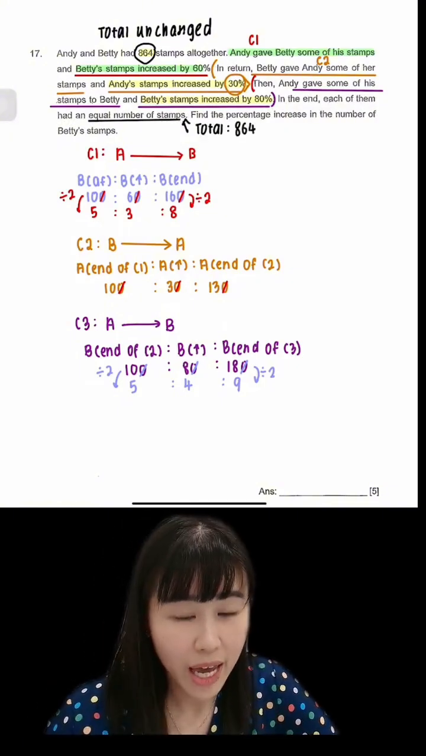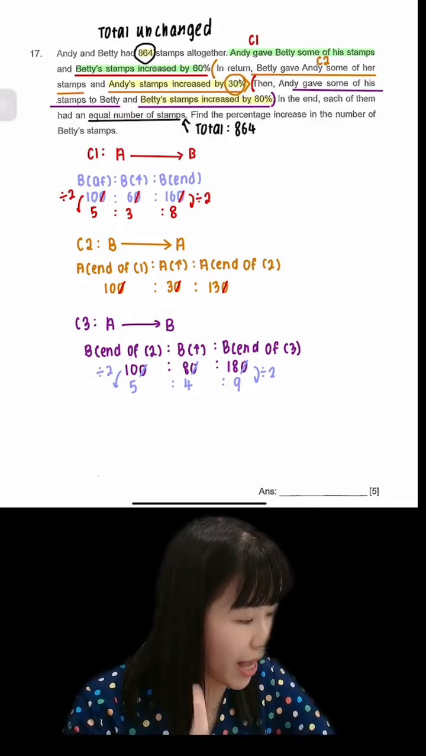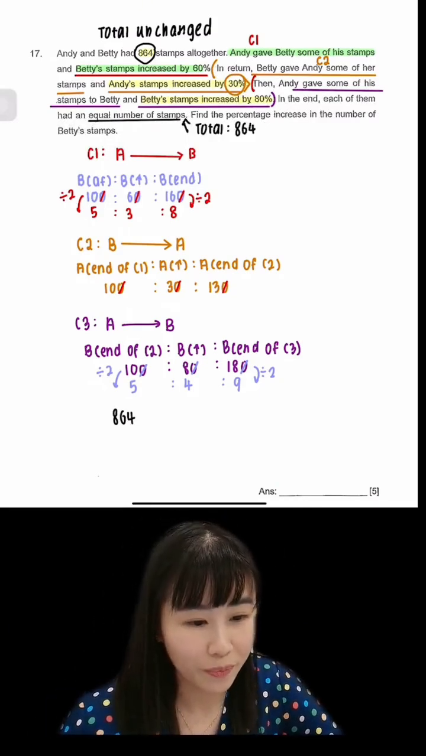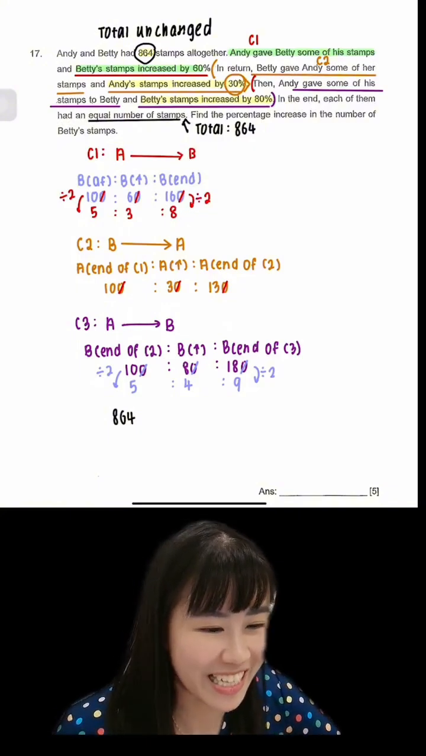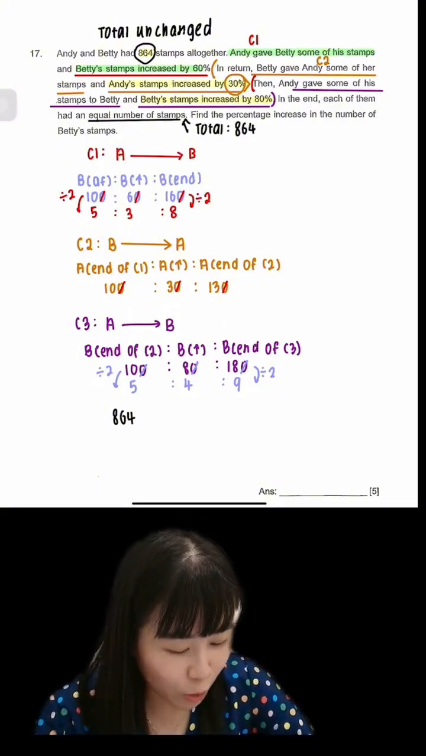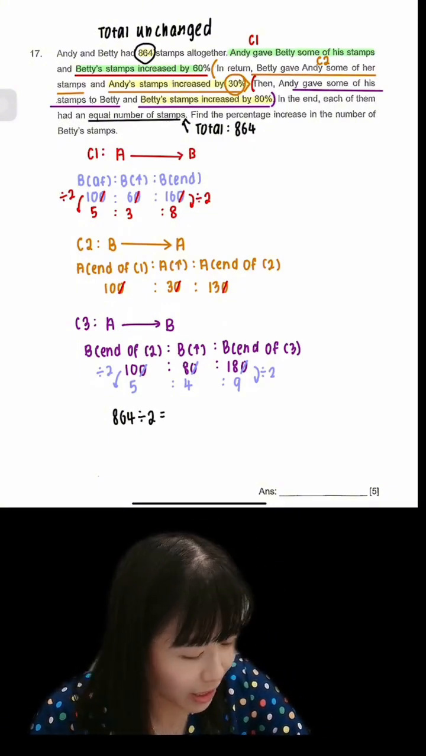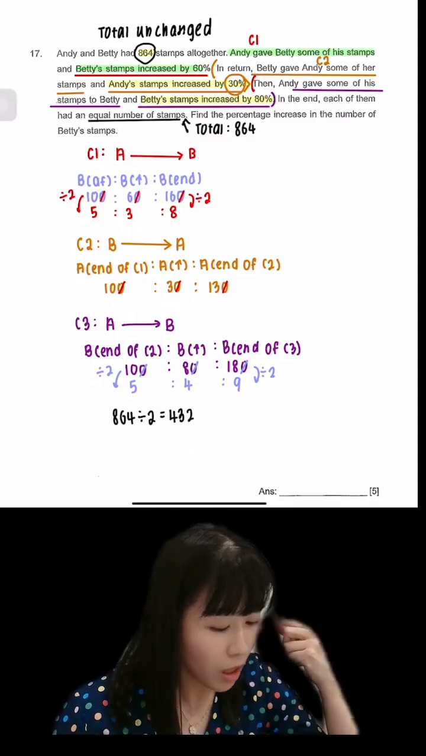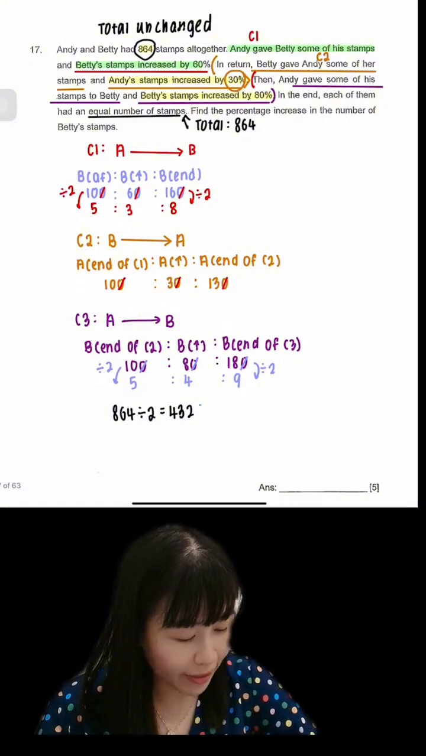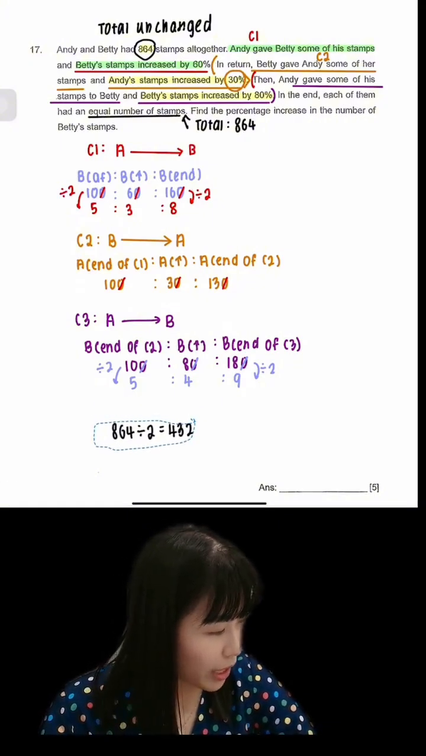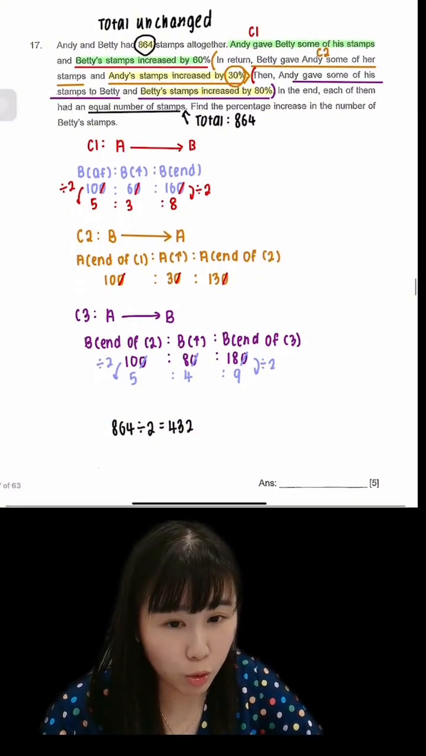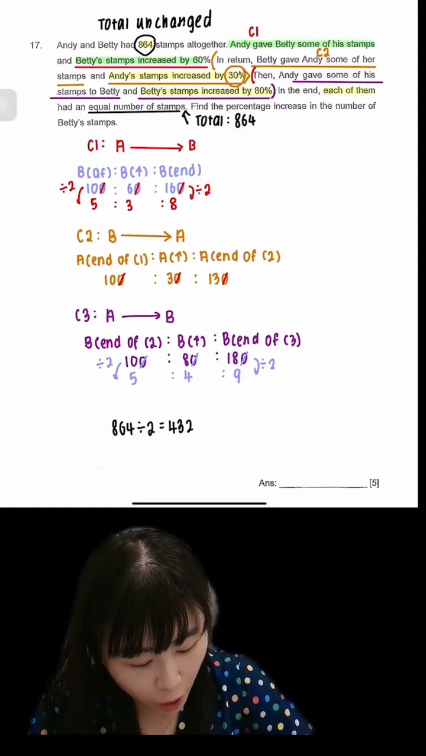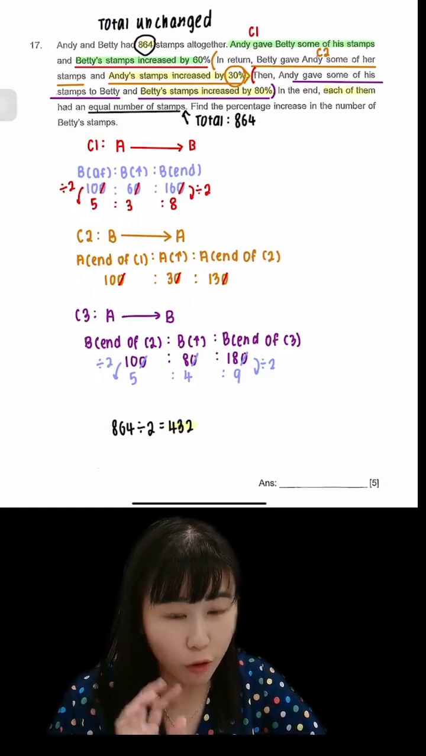Agree with me? And if they have equal in the end, what can we do to 864? Divide by 2, yes, because they got equal, exactly. Then you get 432. Now, what I would recommend is, we know that B in the end got 432. A in the end also got 432, right?